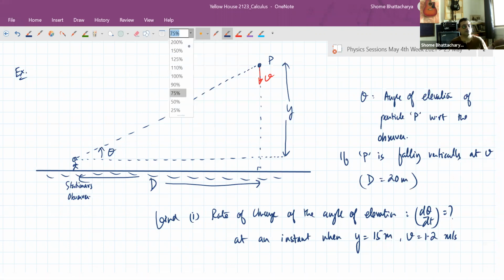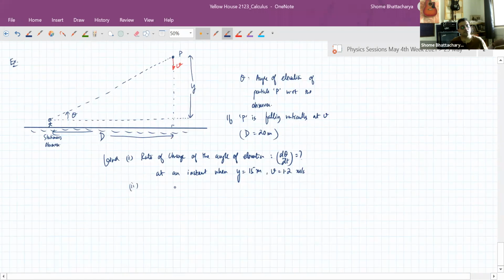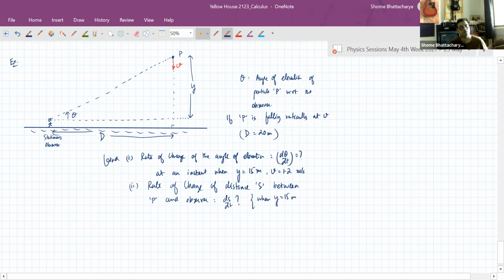So we have to find this, and we also have to find the rate of change of the distance, let's say S, between the particle P and the observer. That is, we have to find ds by dt, again at an instant when y is equal to 15 meters and v is equal to 1.2 meters per second.